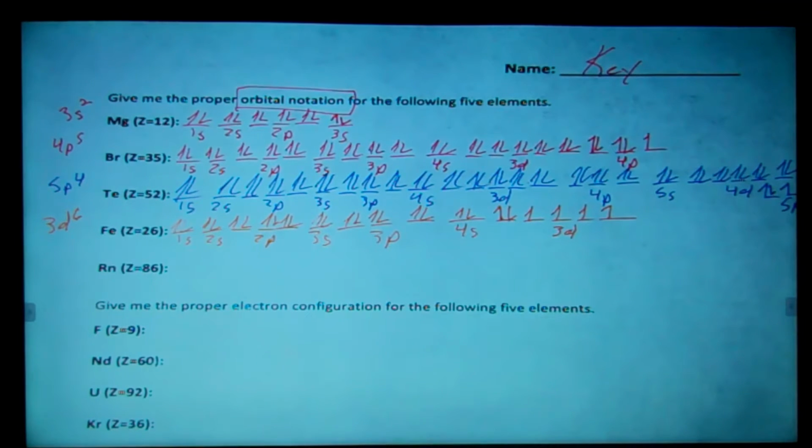Then, the last one I got is radon. I gave you this one because I need to make sure you know your fill order and you know how to work.